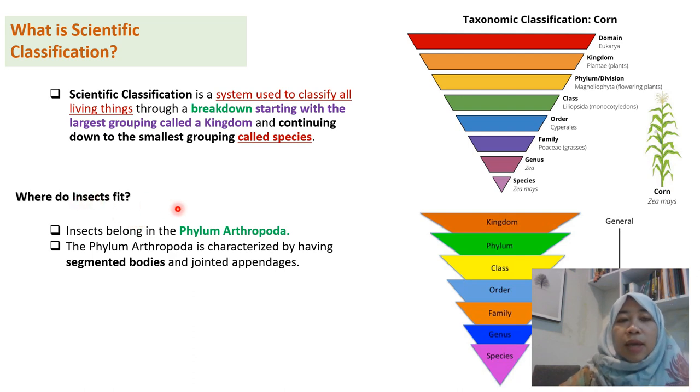Where do insects fit? Insects belong in the phylum Arthropoda. Actually, Arthropoda has many classifications also. We can see the classification of arthropods after this slide. The phylum Arthropoda is characterized by having segmented bodies. Arthropods are not only insects, but also crustaceans, millipedes, centipedes, and others we can find in the next slide. As you know, insects have three main body parts: head, thorax, and abdomen. Okay.